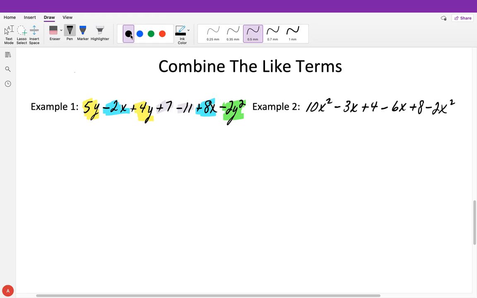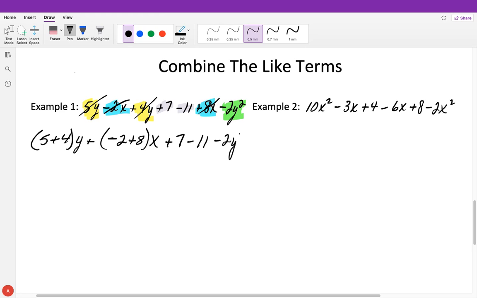So now I'm putting these in parentheses like this. You don't have to show me this work, but it's good for you in the beginning if this is something that's new to you. So with our y's, we have 5 plus 4y, and now I can cross them out. And then with my x's, I have negative 2 plus 8, and that's going to be x. Then I have plus 7 minus 11 and minus 2y squared, because there's no like term for that one.